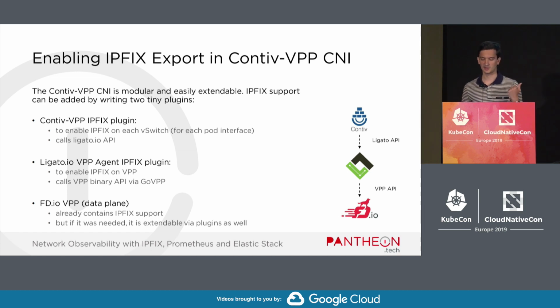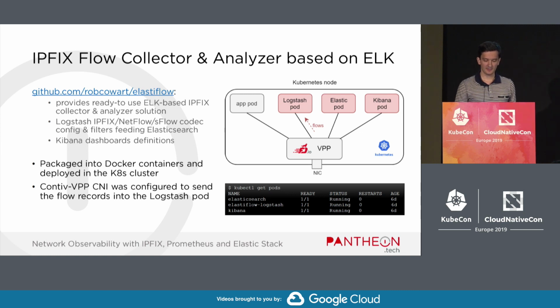So first we need to write a plugin into the Contiv CNI, which is quite easy. It is easily extendable. The CNI programs VPP through a management component called Ligato.io VPP agent, where we need to add IPFIX support. That's actually work that is already in progress. And this Ligato VPP agent is able to enable the IPFIX on each of the pod interfaces.